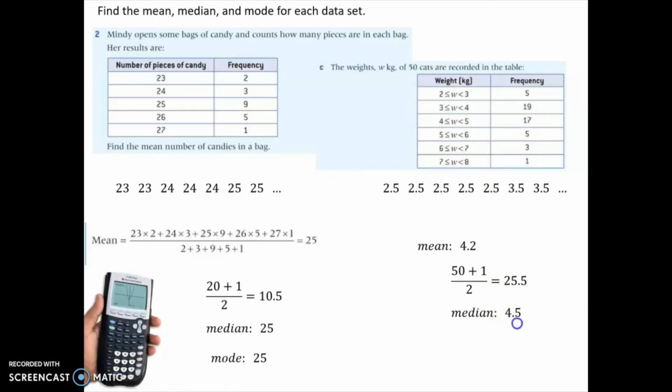And now your mode, well, in this case, we were able to say the mode was 25. In this case, you're like, well, which one occurs most frequently? This range of values. So what we do is we don't say the mode is 4.5.